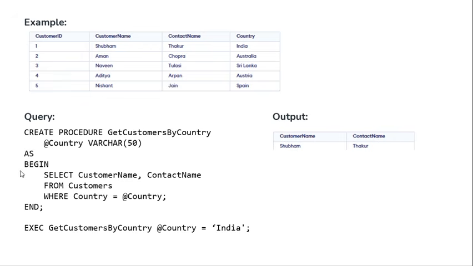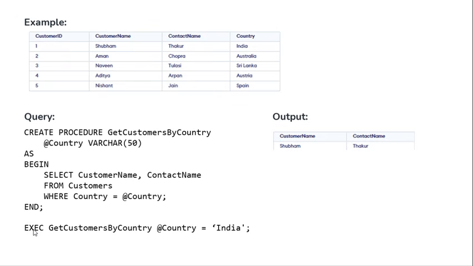After BEGIN, between BEGIN and END, give the SQL statement: SELECT customer name and contact name, the two fields to show in the output, FROM the table Customers, WHERE Country equals @Country, then a semicolon and END. After that, execute this procedure.